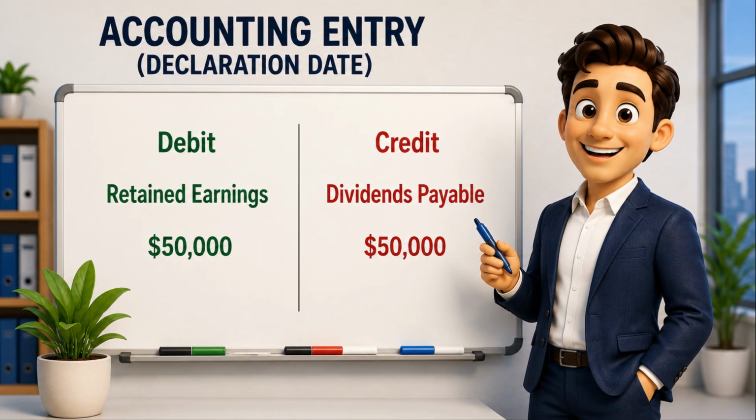Imagine a company has retained earnings of $500,000, and the board announces a $50,000 cash dividend. On the declaration date, the company creates a liability because it now owes the shareholders money. The accounting entry would be debit, retained earnings, $50,000, credit, dividends payable, $50,000.